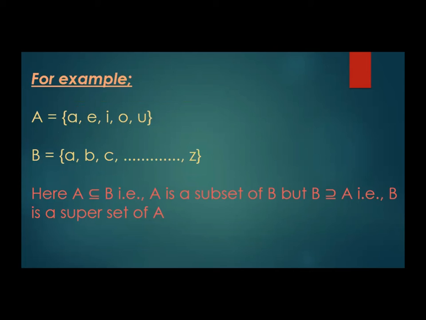So from set B we are forming set A. It doesn't mean that we are forming a subset from set A. We are forming a subset A from the superset B. Hence A is a subset of B, and B is a superset of A as well.